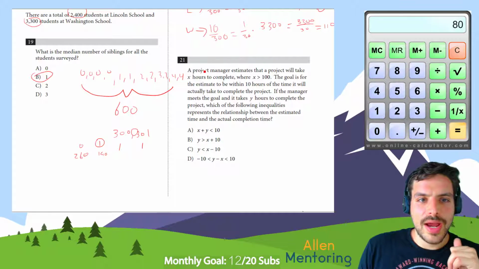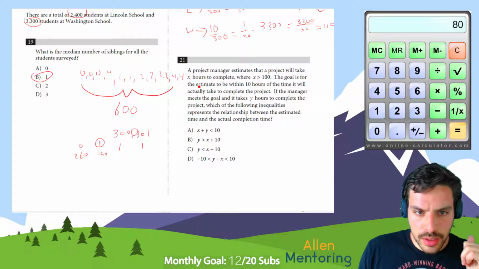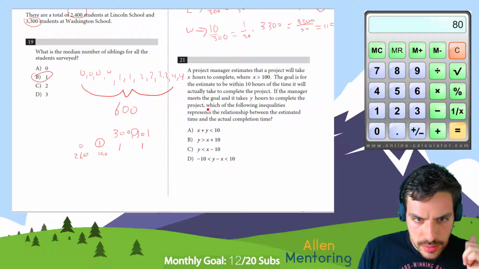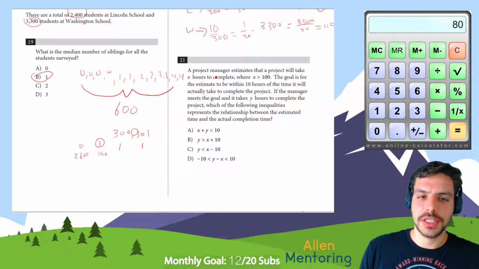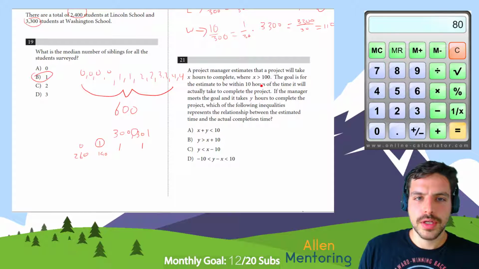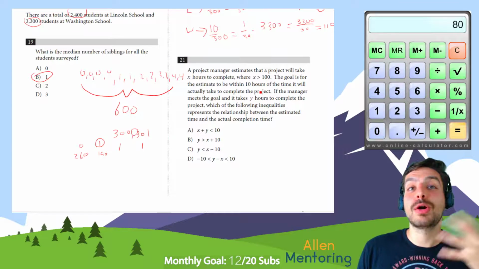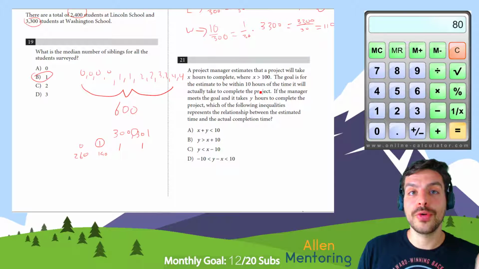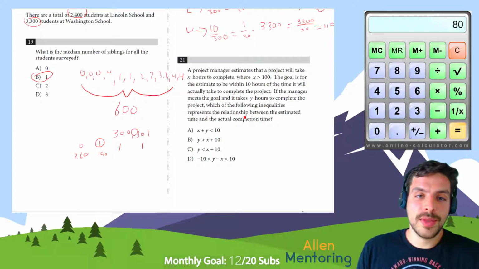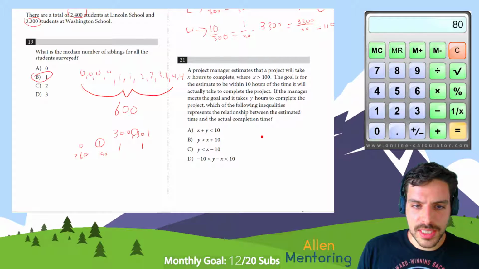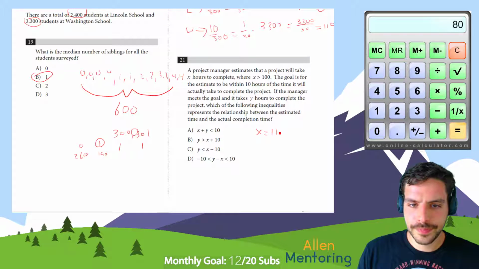Okay, so X is our estimation, and it's greater than 100. So we want to maybe choose our own numbers. I always recommend choosing your own numbers when you can. So what's the number that we can choose for X? Well, let's say X is greater than 100. Let's say X is equal to 110.